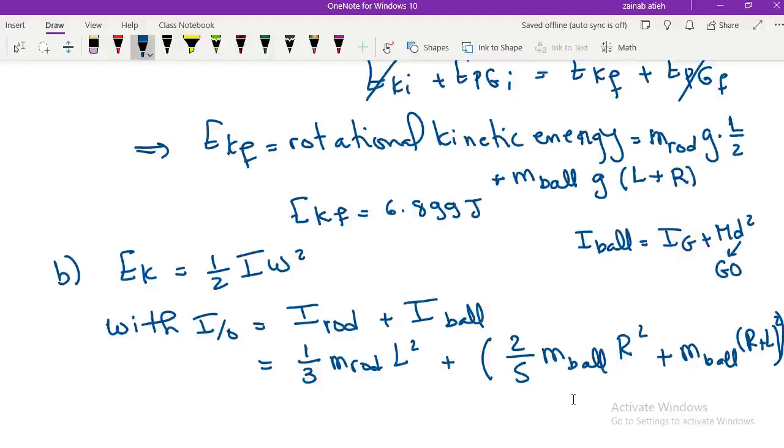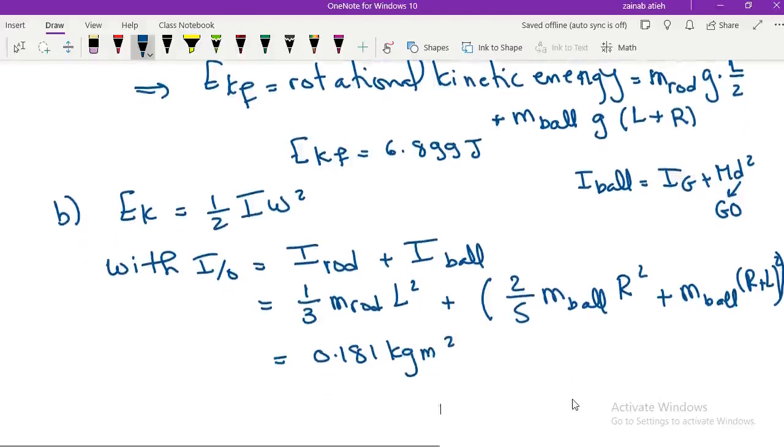So I know everything. I calculated it on the side. It came out 0.181 kilogram meter squared. So now I have I and I have the kinetic energy, so I can calculate omega.